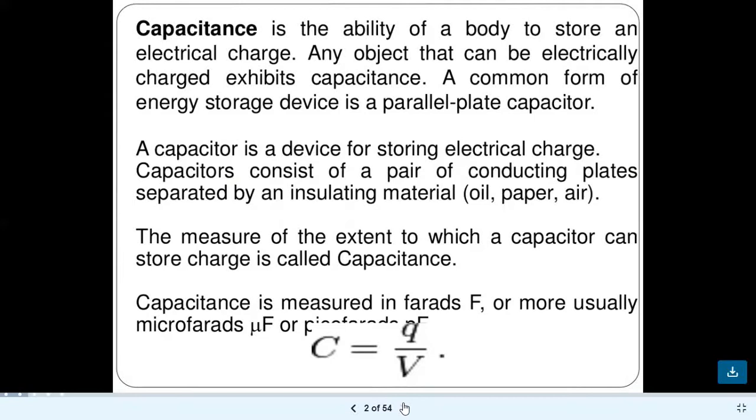Now the question arises, what is a capacitor? A capacitor is a device for storing electrical charge. It consists of a pair of conducting plates separated by an insulating material, for example, oil, paper, or air. The measure of the extent to which a capacitor can store charge is known as capacitance. The formula is C equals Q by V, where Q is the charge stored and V is the potential.